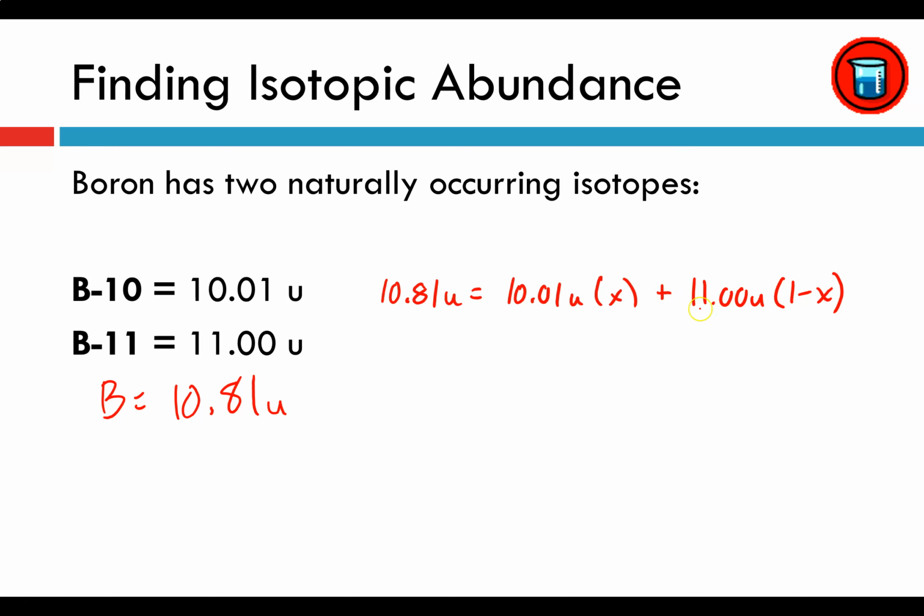and then add that to the mass of the other isotope times its relative abundance. I know that the abundances have to add up to 100, or if I want to work with decimals, have to add up to 1. I chose to work with 1. I think it's a little bit easier. Now it's just an algebra equation. I can go ahead and do out the math. Actually, I'm going to get rid of the u's just to not confuse them with the x's.